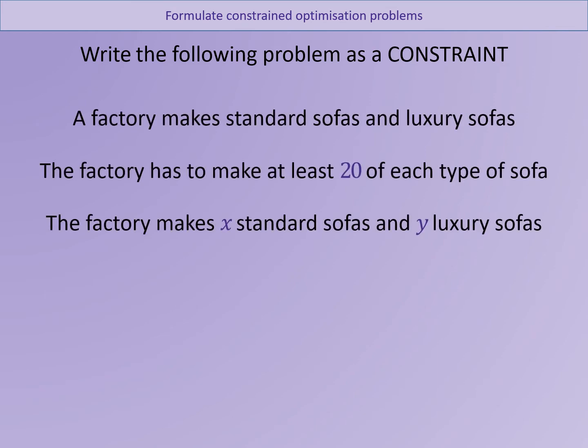Next, a factory makes two types of sofas, standard and luxury, and the factory needs to make at least 20 of each type of sofa. If the factory makes X standard sofas and Y luxury sofas, can we write this as a constraint? So the answer for this is that X has to be greater than or equal to 20 and Y also has to be greater than or equal to 20.